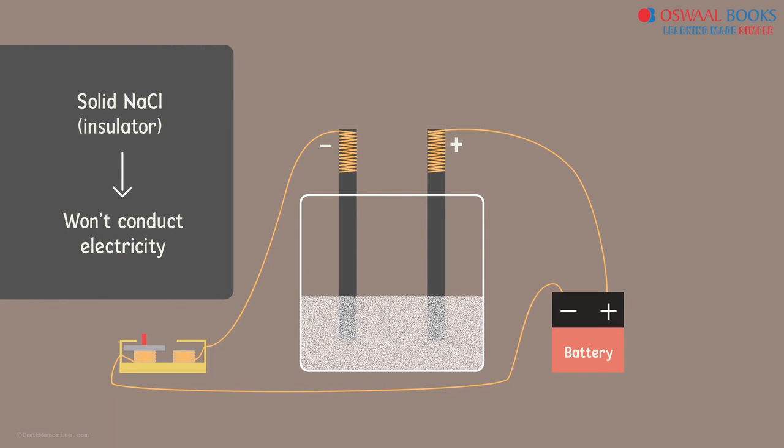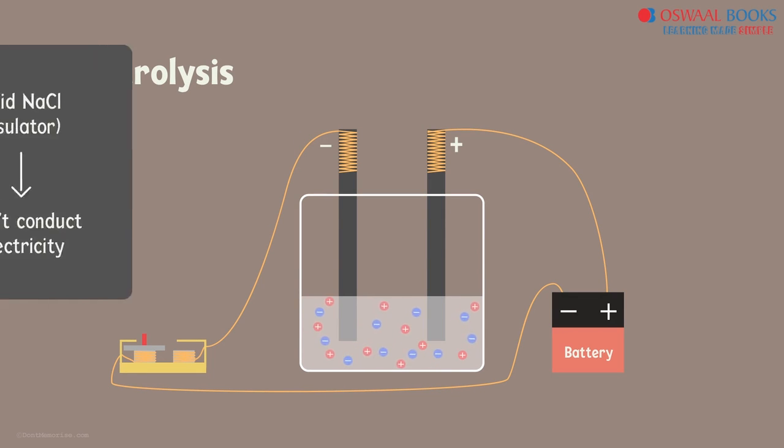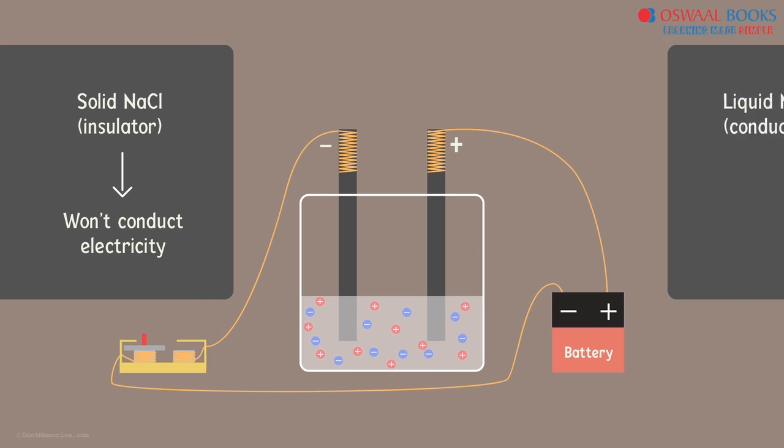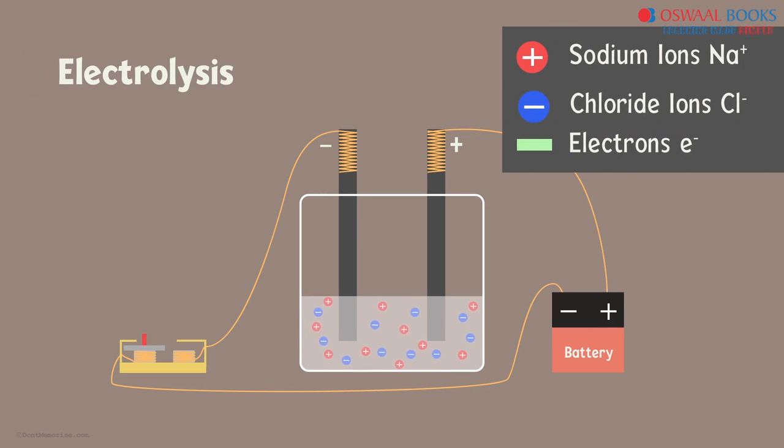In order to make it conduct electricity, we need to convert it into liquid by heating it up. What happens when we convert it to liquid? Yes, it will free the ions up. So solid sodium chloride is an insulator while liquid sodium chloride is a conductor. As the ions are free, the liquid sodium chloride has freely moved charged particles.